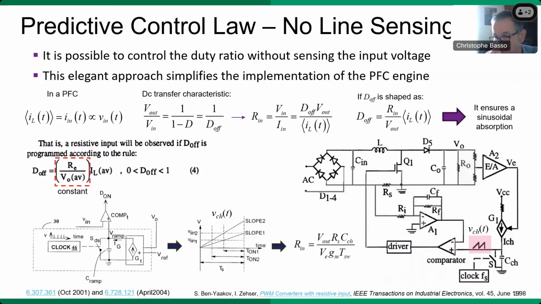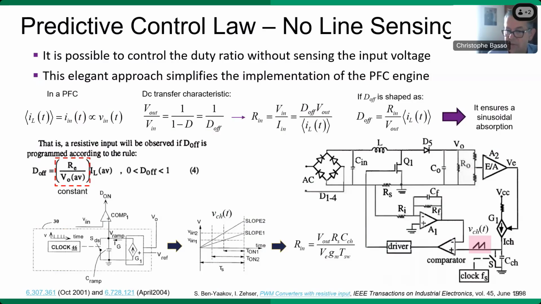Sensing the high voltage rail implies a high voltage component and a permanent loss because you can go up to 370 volts DC on the rectified voltage, at least if this is a DC voltage. But as exemplified in this particular slide, it's possible to build a power factor correction engine by generating enough time duration which is proportional to the average inductor current.